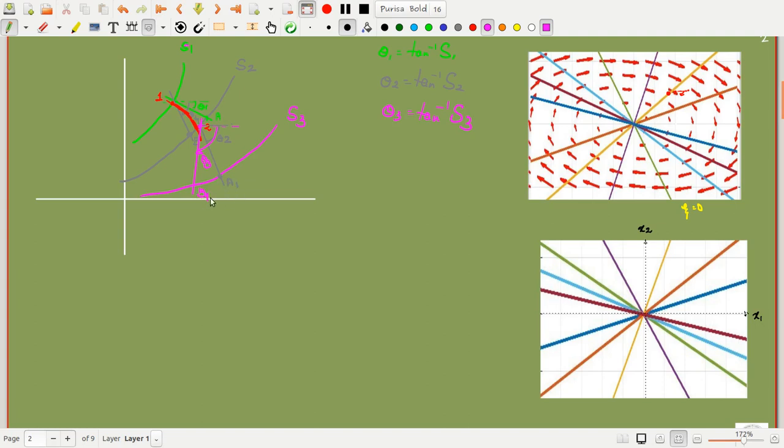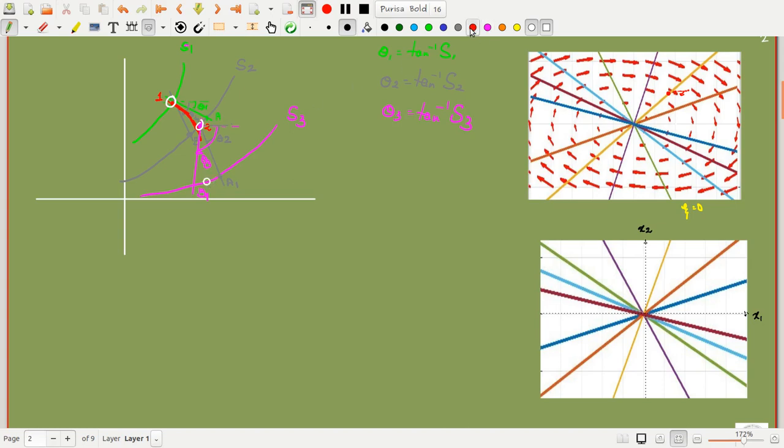Actually, the colors which I had chosen were not good. It's not very clear here. Okay, anyway, so this is our first point. This is our second point. Now, where will be our third point? Our third point will be midway between A1 and B1. So it is somewhere here.